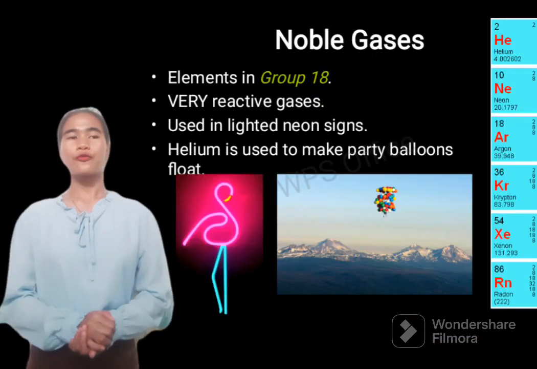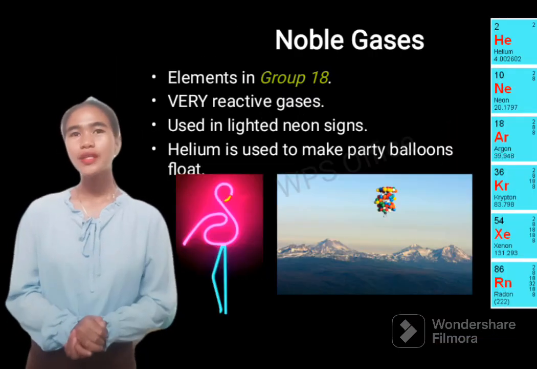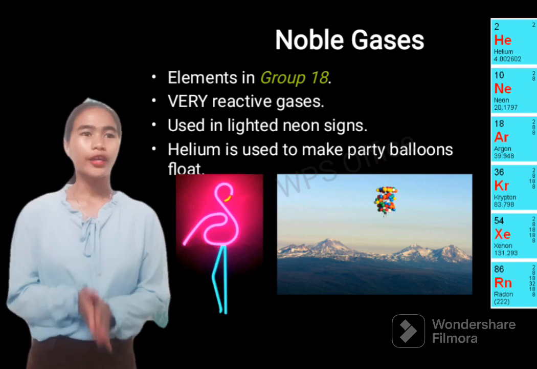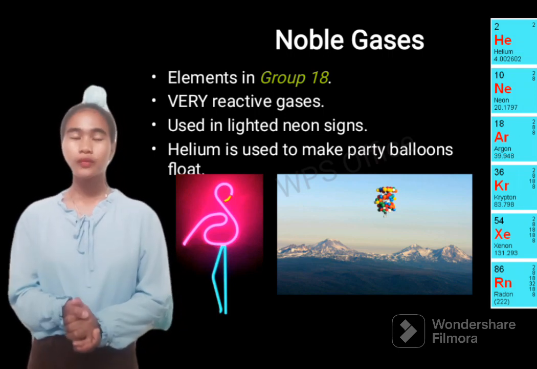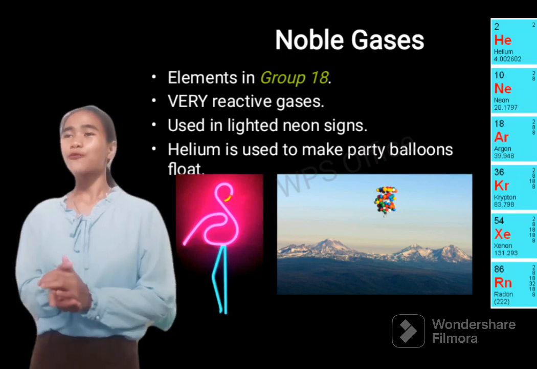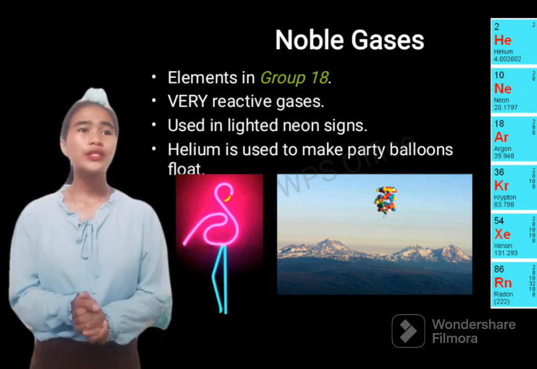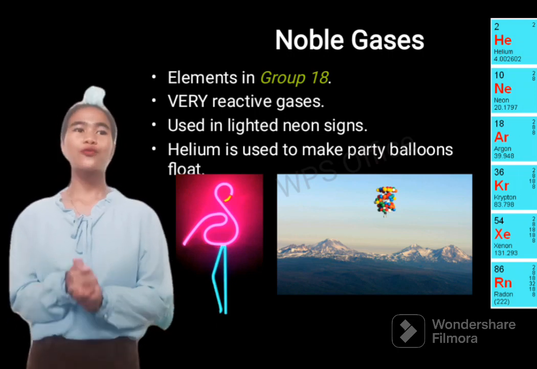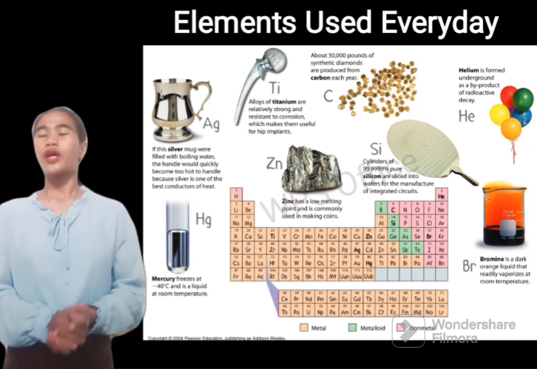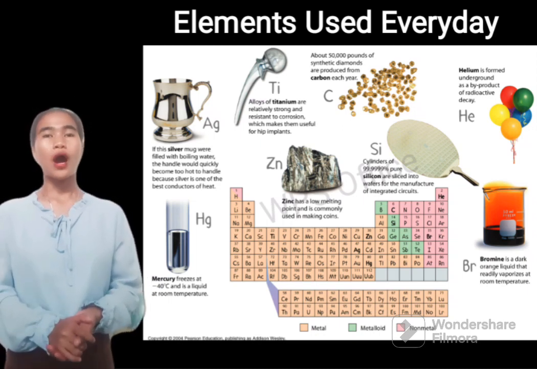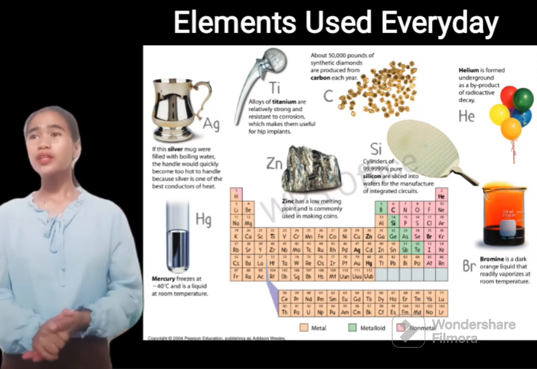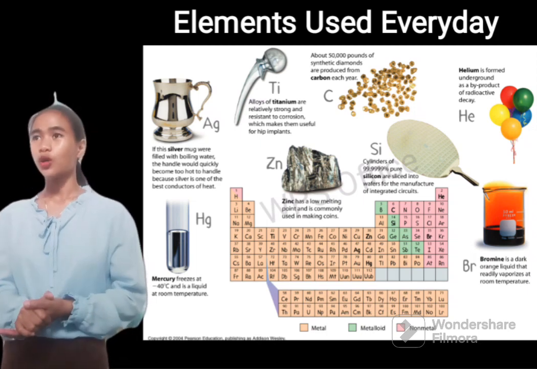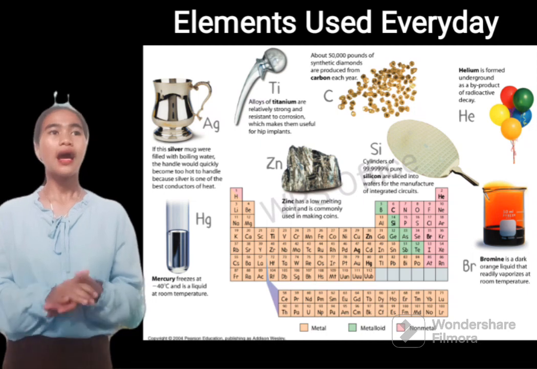The last one is the noble gases. These are elements in group number 18. We have helium, neon, argon, krypton, xenon, and radon. These elements are very unreactive gases. These are used in lighted neon signs. Helium is also used to make party balloons float. So as we can see, we have here elements that are used for our everyday living. It is really very essential for us to know these elements because as people, we are really the ones to benefit from these elements.